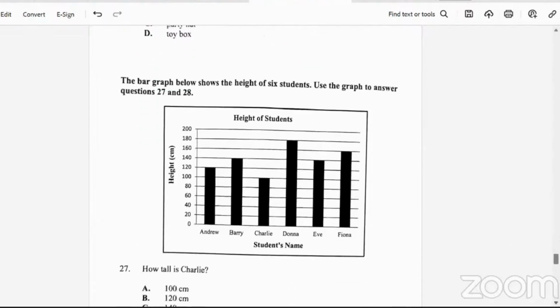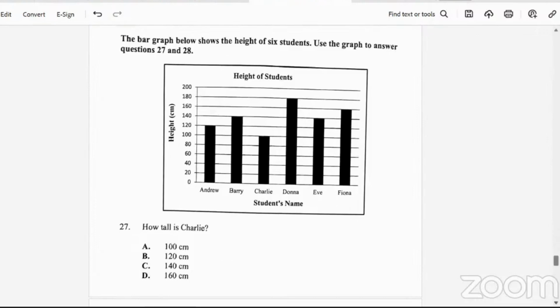All right, the bar graph below shows the height of 6 students. Use the graph to answer questions 27 and 28, almost at the end of the paper. Andrew is at 120, Barry is at 140, Charlie is at 100, Donna is at 180, Eve is at 140, and Fiona is at 160. How tall is Charlie? So here's Charlie, and we'll go across to where Charlie is. Again, like I said, Charlie is 100 centimeters tall.